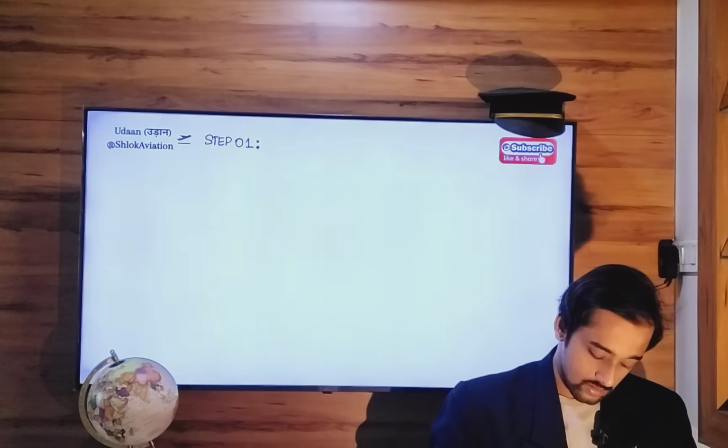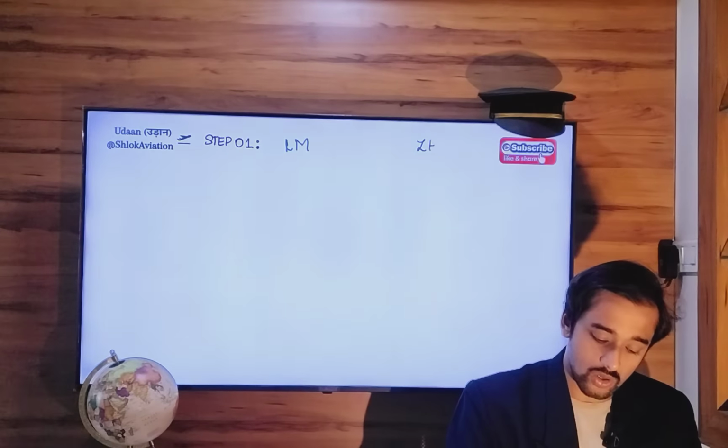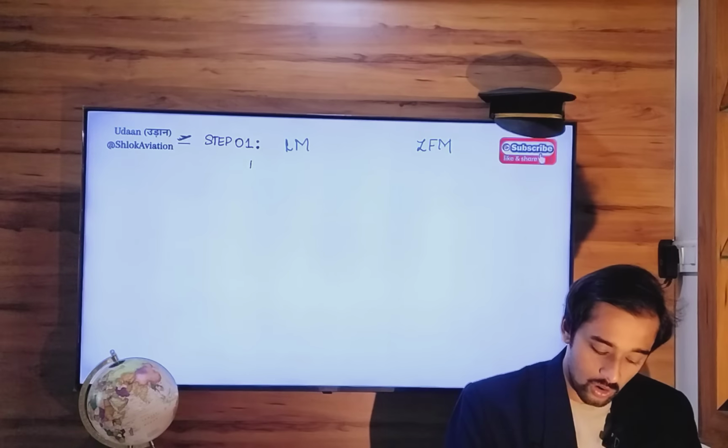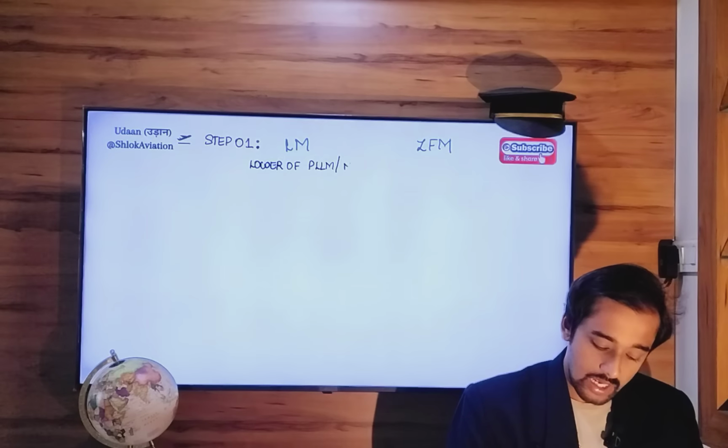Step 1, draw landing mass column and zero fuel mass column. In the landing mass column, you are going to write a value which is lower of performance limited landing mass and maximum structural landing mass plus trip fuel.